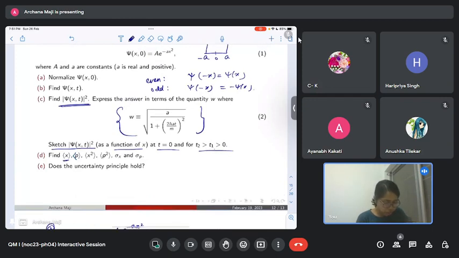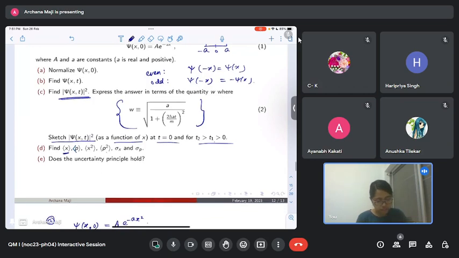Now we need to find out the expectation values of x, p, x square and p square. So let me do the expectation value of x and the other things you can figure out.